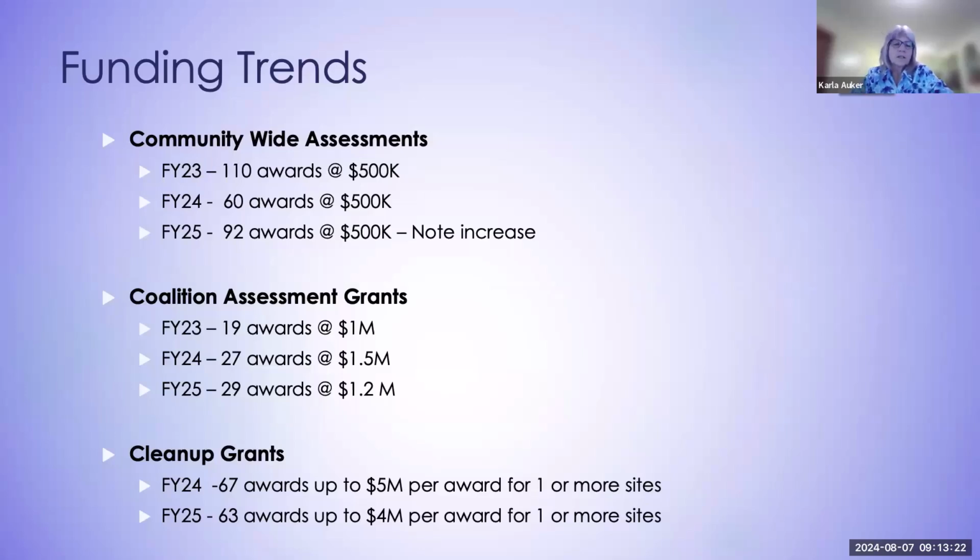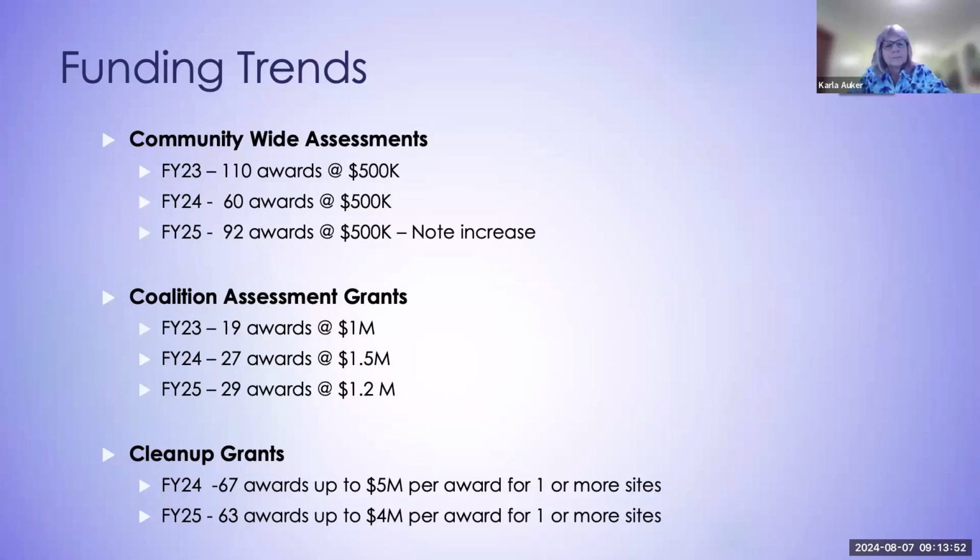Cleanup grants, I just included the last 2 years, FY24 and FY25, which is the grant period coming up now. You'll see we've given out a lot of cleanup money over the last 3 years. So we're lowering the highest grant award from $5 million to $4 million this year. And we're giving out some fewer cleanup grants.